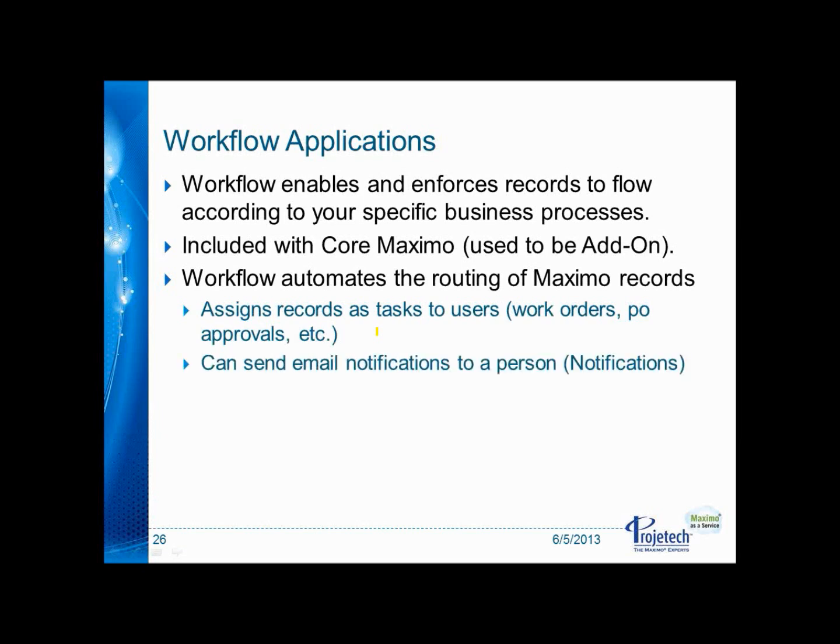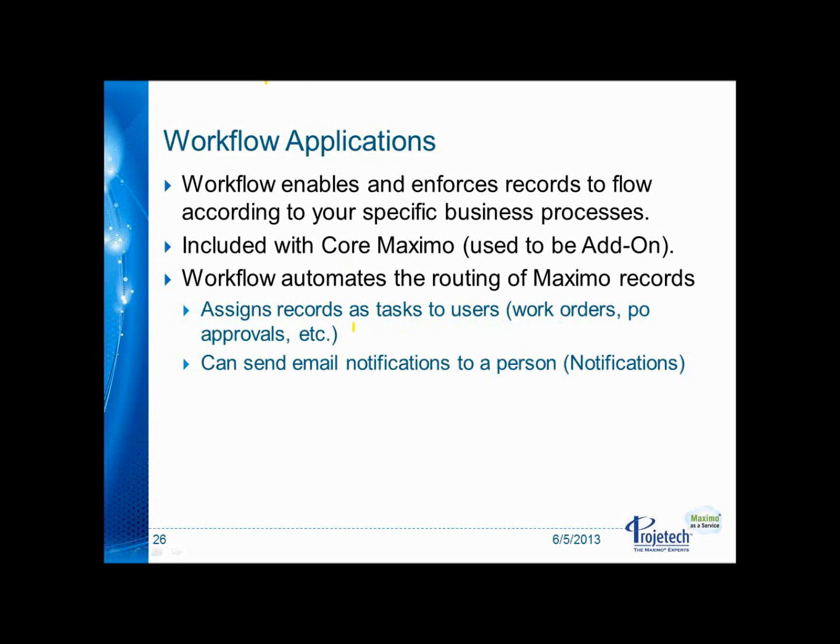It could be PO approvals or work approvals or anything. Really, any record in Maximo can be part of a workflow process if it makes sense. So if you've got purchase order approvals where if it's over a certain amount, it has to go to this group of people for approval, or if it's under a certain amount, it goes to a different group, we can do all of that within one workflow process.